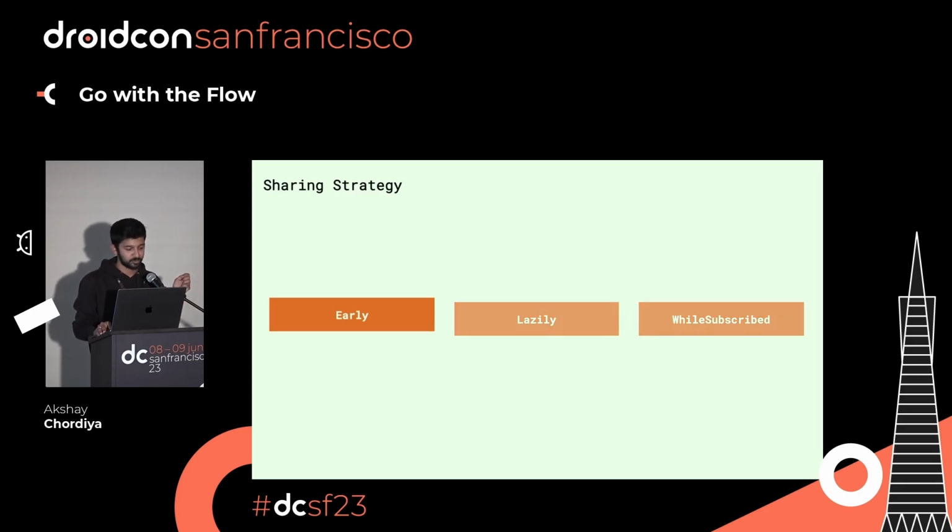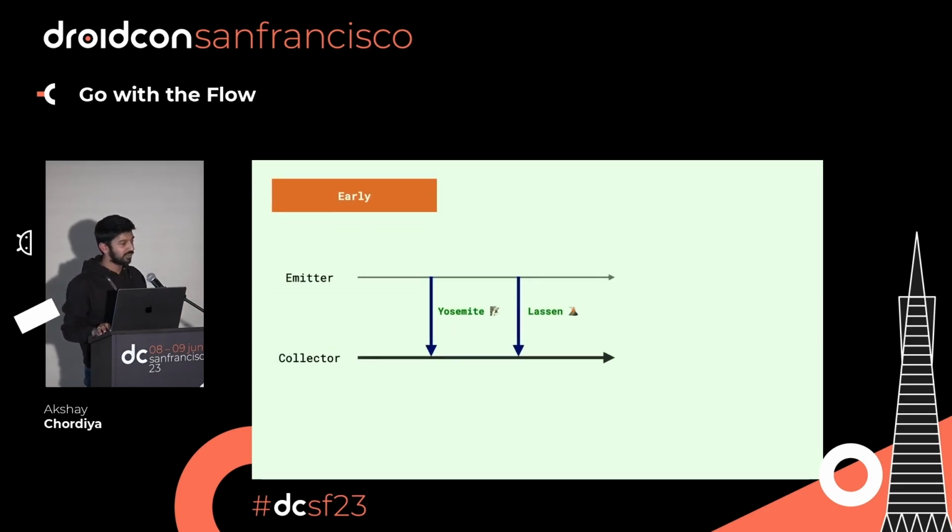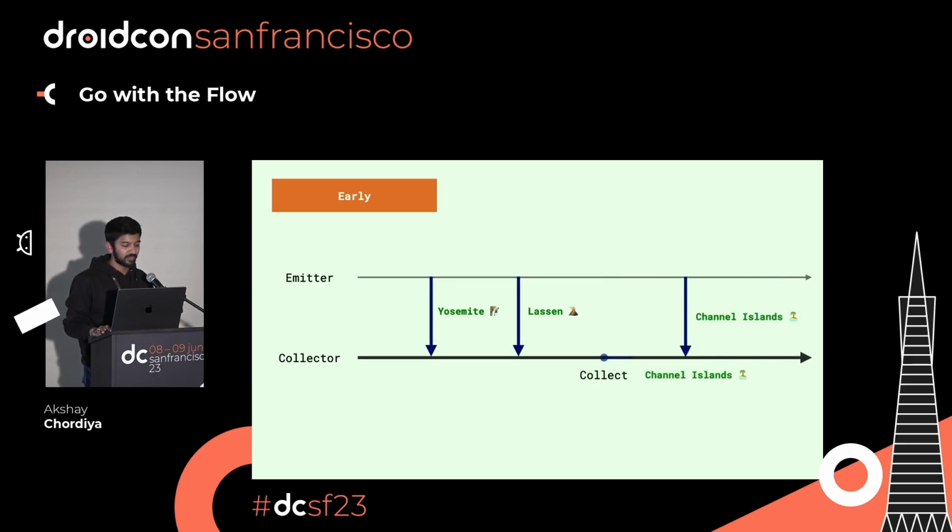So let's jump into the first one. With the eagerly sharing strategy, the flow starts emitting values as soon as it's created, even if no one is listening to it. If there's no collector, it will still continue emitting the values, and the collector will only get the values emitted after it starts collecting or is subscribed. This is the same behavior as mutable state flow. If you use mutable state flow instead of the stateIn operator, you would get something like this.